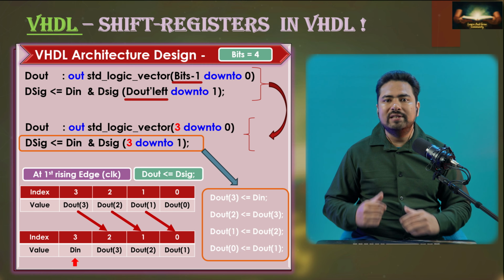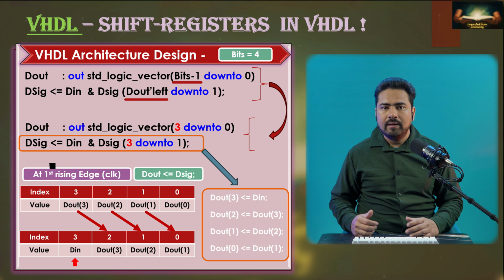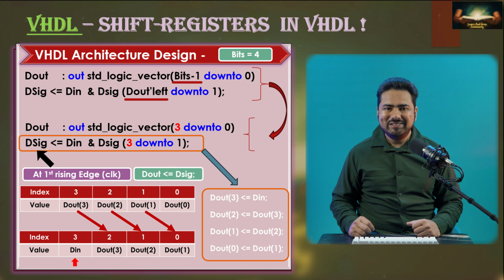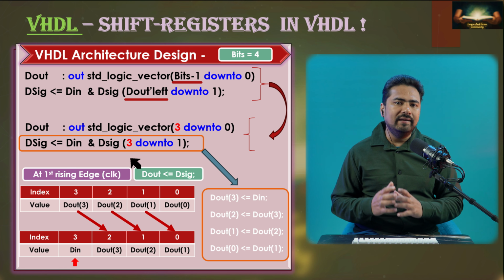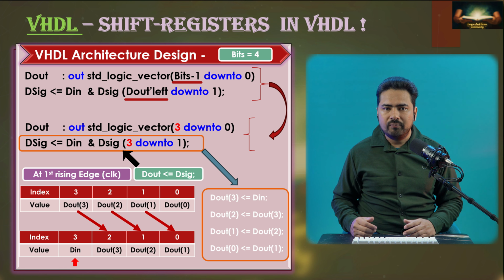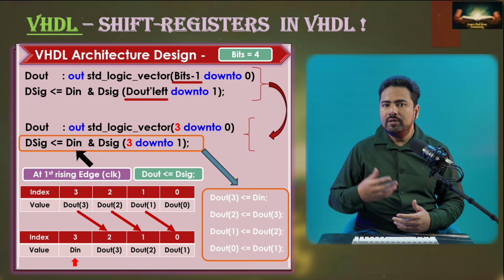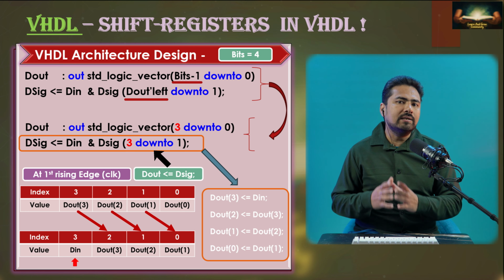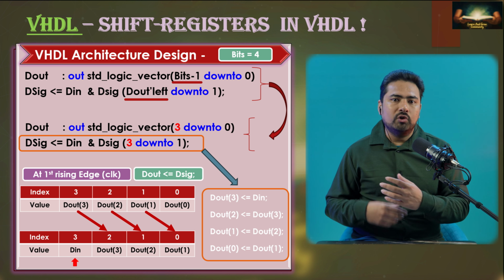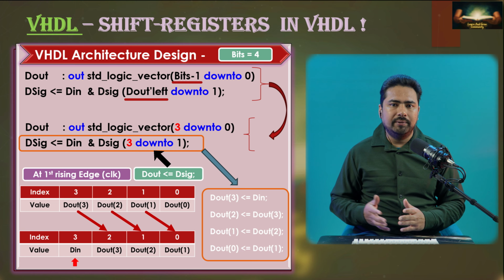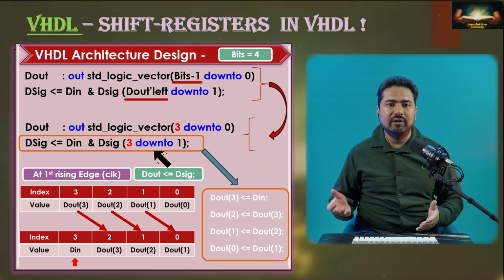Now let's focus on this assignment. On the left side, we have signal D6. It is 4 bits long, right? Now we are assigning D in concatenated with D6 3 down to 1. So the length is still 4. One bit is coming from the input D in and the remaining 3 bits are coming from the trimmed D6 signal. How? Because D6 3 down to 1 means D6 3, D6 2 and D6 1.